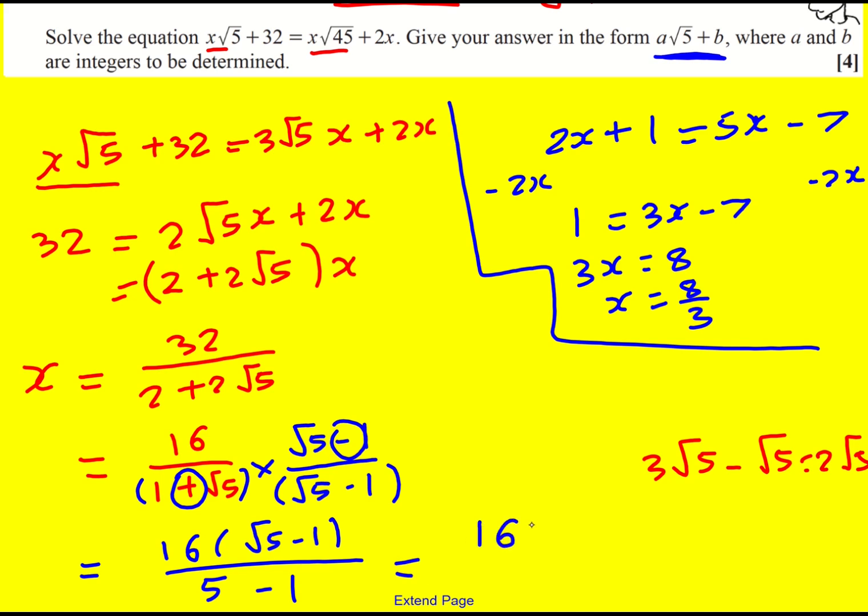So that becomes 16 root 5 minus 1 over 4. 16 over 4 is just 4. So my final answer is going to be 4 root 5 minus 4.